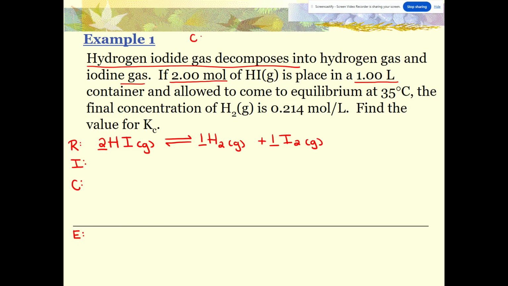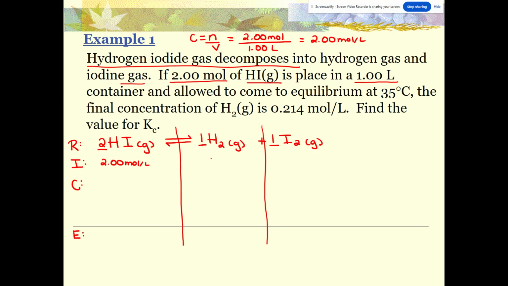Very important, this chart needs concentrations. If you're given moles and volume, take your moles and divide by your volume. In this case it's 1 liter, and we get an answer of 2.00 moles per liter. That is the amount of HI being placed in the container, so that is my initial concentration of HI. If the question doesn't tell you there are any products, we can assume to start that there are none, unless it tells you that you have some.